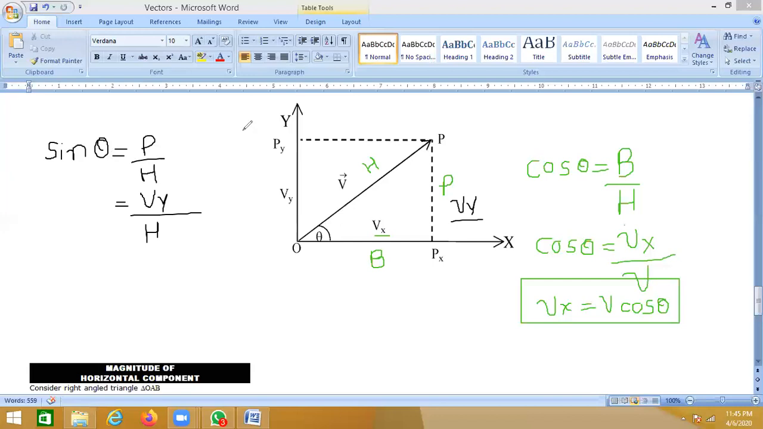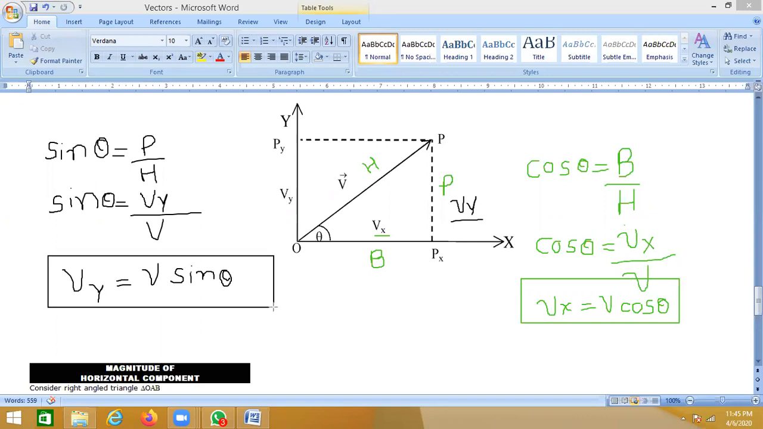In place of hypotenuse we write its side, which is V. So again we just have to rearrange the formula. So through this we have found the formula of Vy, which is the vertical component as well. So Vy, the vertical component of this vector, is equal to V times sine theta. Okay, so these are both the formulas, for horizontal and vertical components, that we have worked out.